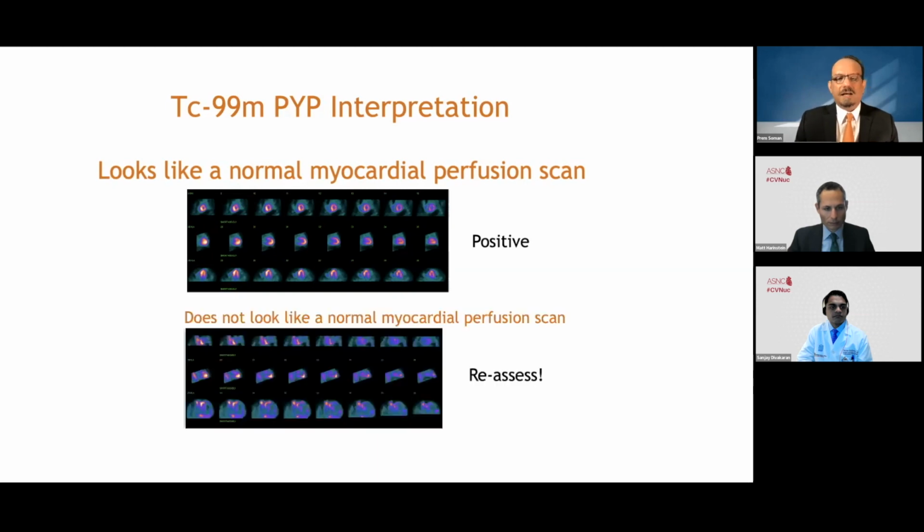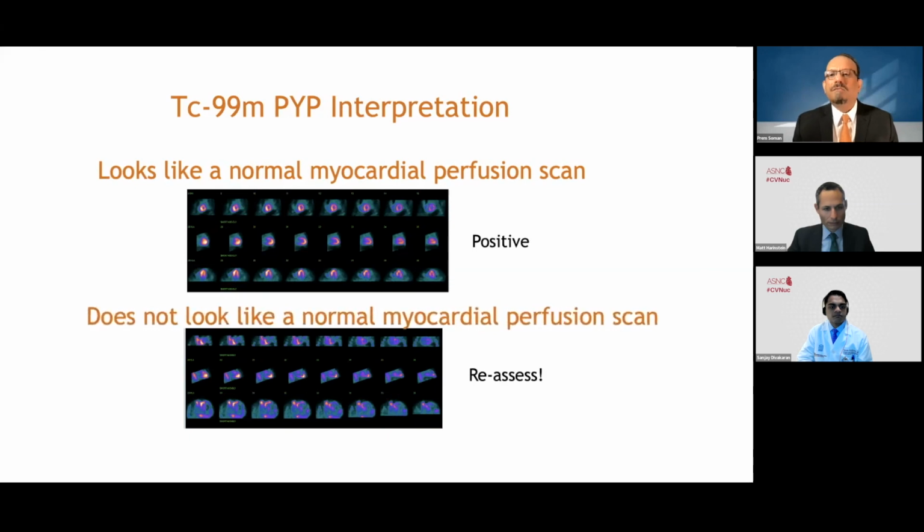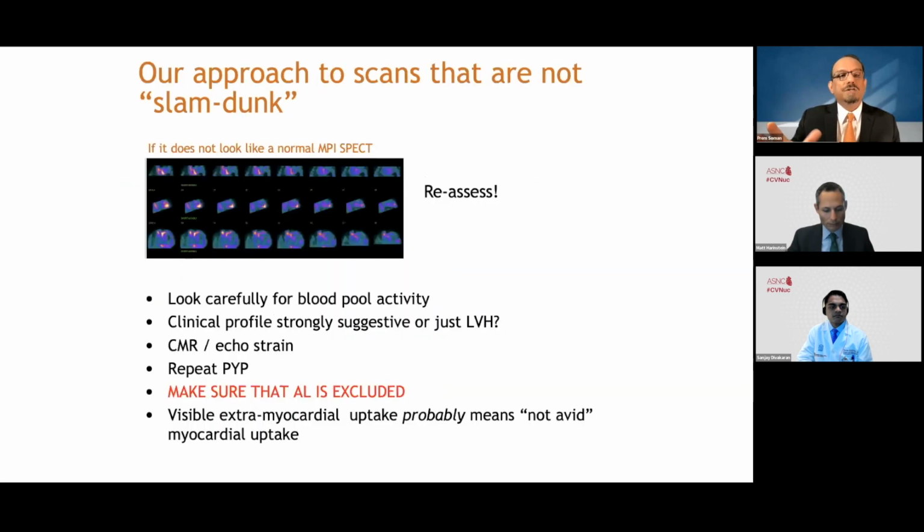Now, if you see some sort of tracer uptake in the field of view, but it doesn't look like a normal myocardial perfusion scan, that's when you need to step back and reassess to figure out what's happening. So you see the difference between the top panel and the bottom panel. And when it does not look like a normal myocardial perfusion scan, you step back and reassess. What do we do when it does not look like a slam dunk positive scan? We look very carefully for blood pool activity.